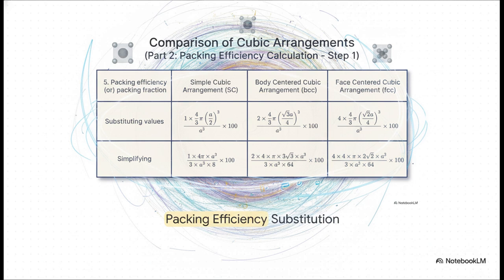FCC, 4 times 4 times pi times 2 root 2 times a cubed divided by 3 times a cubed times 64 times 100. Mathematically, what's happening here is we're just substituting the radius value in and then canceling out that a cubed volume on both the top and the bottom. It's a very direct algebraic process.